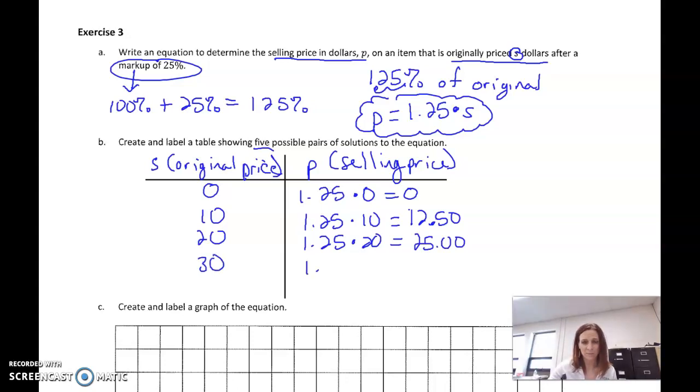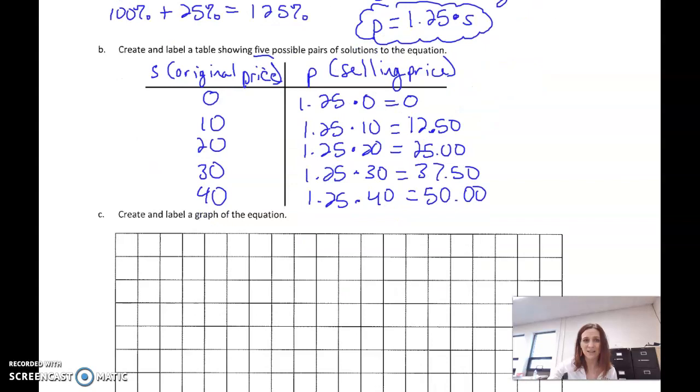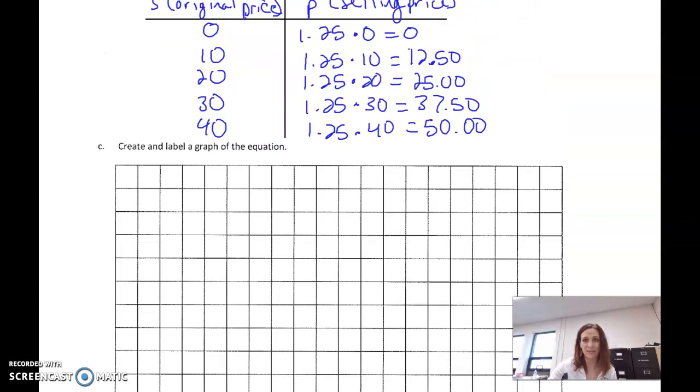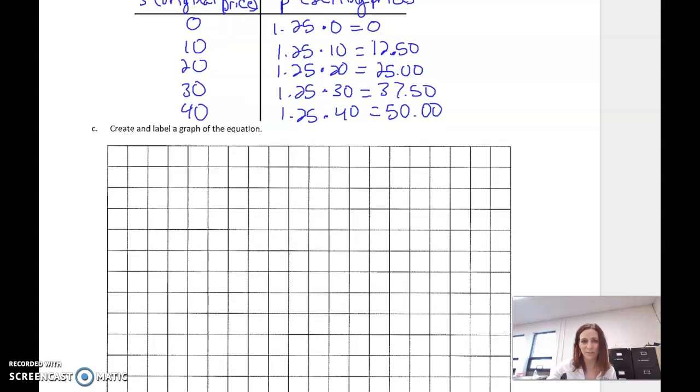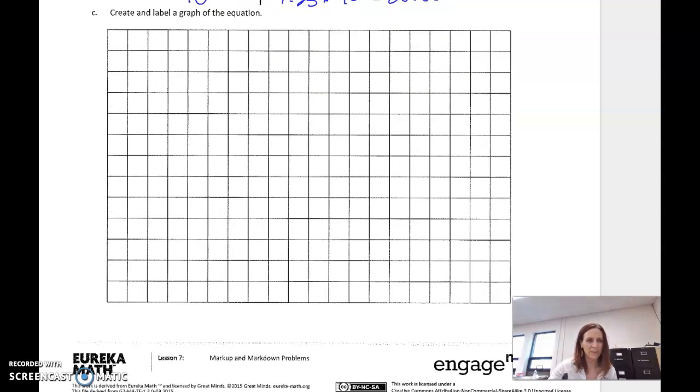30. That would be $37.50. And 40. That'll give me 5 here, right? 50. All right, so now we're going to take these things and we're going to put them on a graph. So maybe I can make this a little bit smaller here. All right. So I'm just going to use the edges.